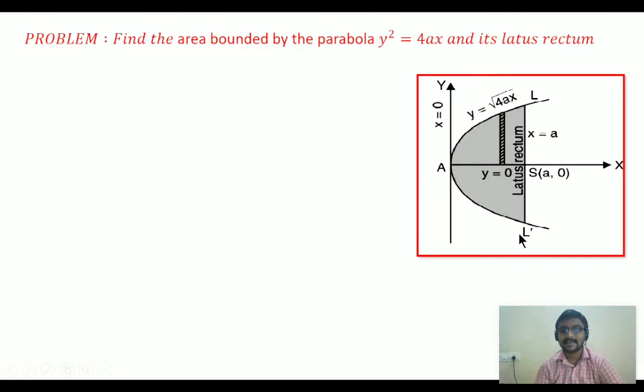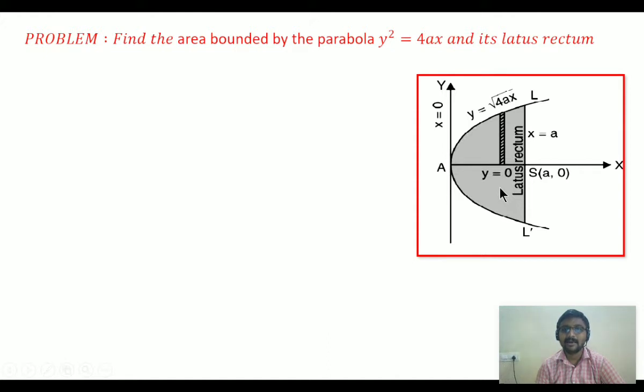It is a latus rectum, that is LL dash, which passes through the focus point S (a, 0). Y equal to 0 means the x-axis, and x equal to a is a line which is parallel to the y-axis. Now we have to find out the area bounded by the parabola and the latus rectum. That is the shaded area we have to find out. For this we require the limits of the double integral.